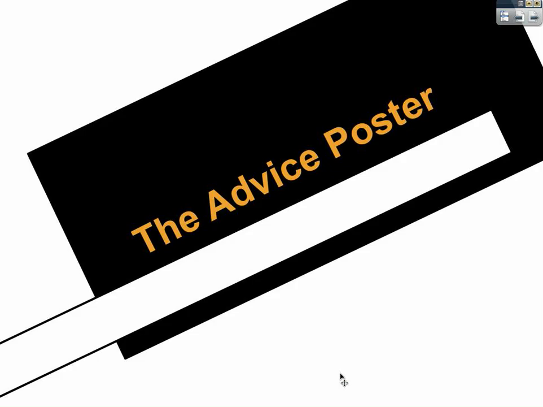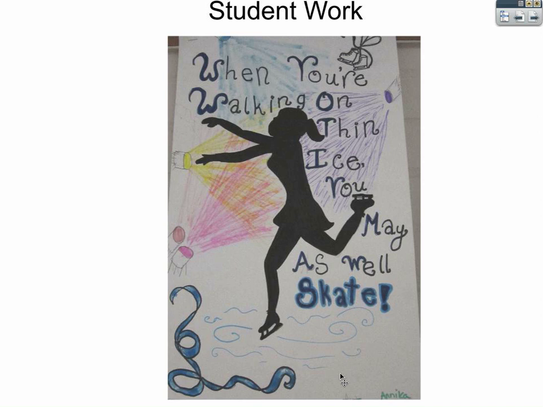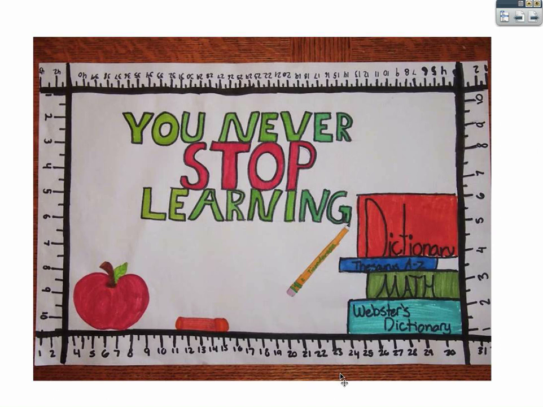So here are some things that kids have done. We've got a nice silhouette with the words. She tried to use words that are kind of swirly like an ice skater. This one was done very well, very precise. "You never stop learning." And we've got the ruler on the outside.